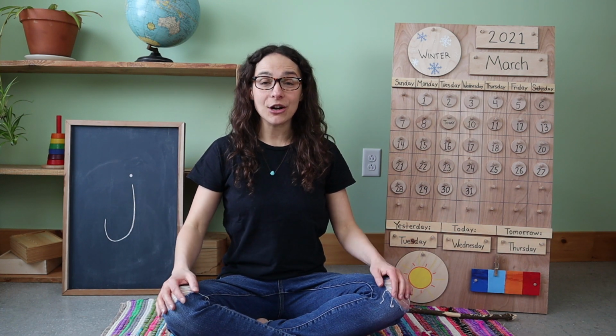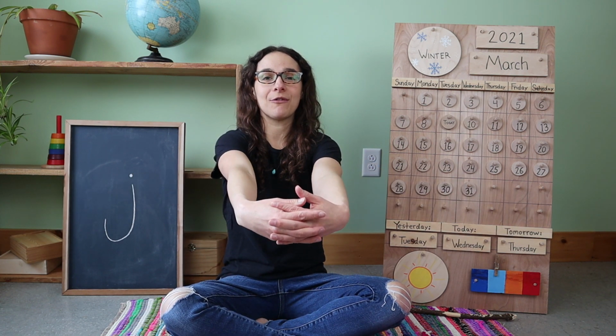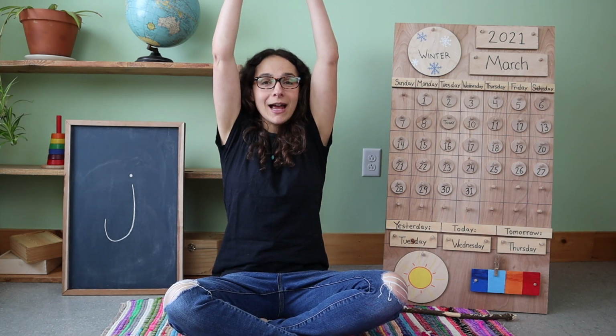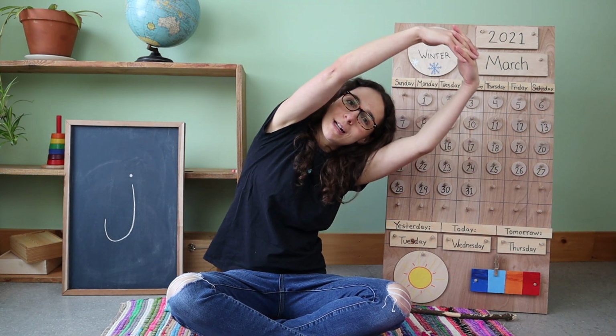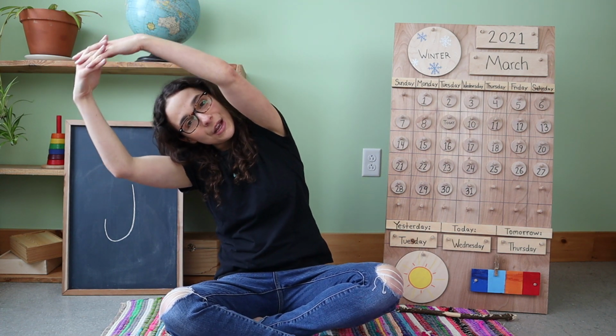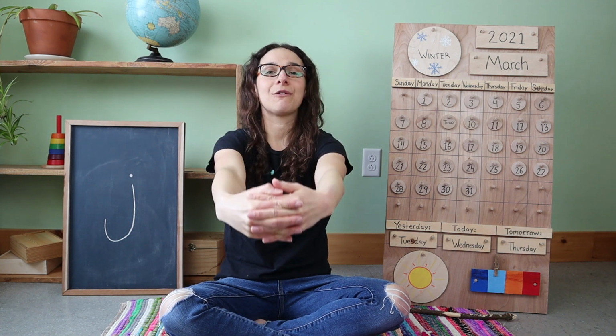Are you ready to get started with our good morning song? Let's make our arms into a big circle out in front like this. Now raise the circle up, up, up over your head and give a little stretch from one side. Stretch over to the other side. Bring the circle back to the top and right back down in front of you.